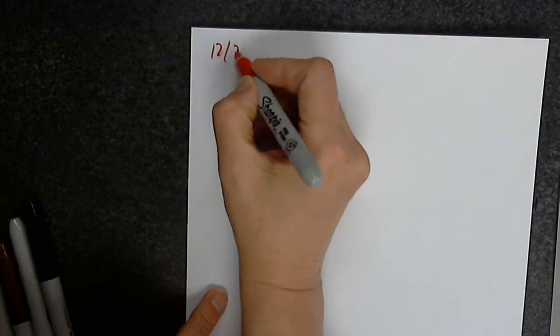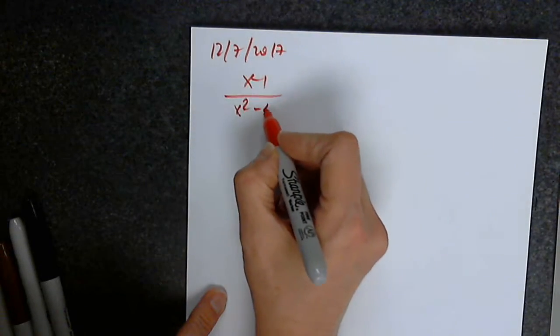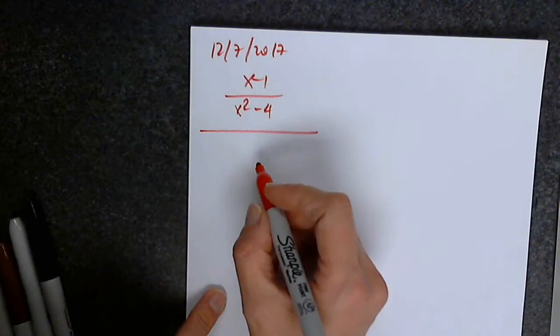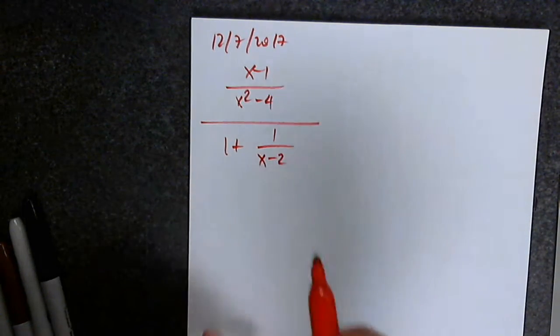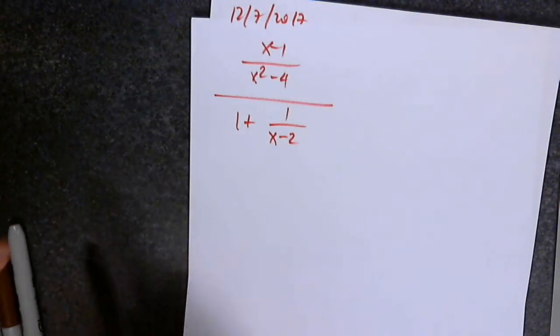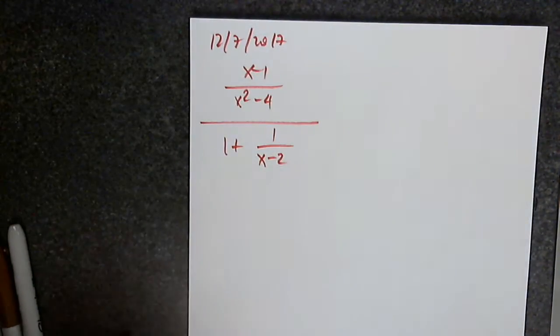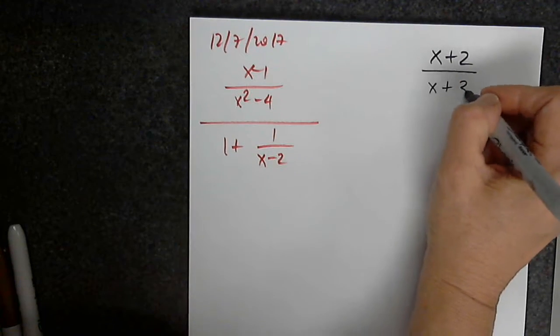Simplifying and stating restrictions: x minus 1 over x squared minus 4, over 1 plus 1 over x minus 3. Good. Now, the major concern I have is when students do this. This is a major problem.